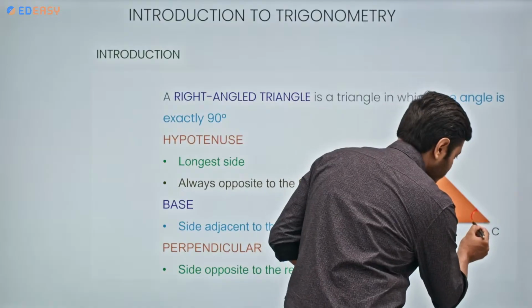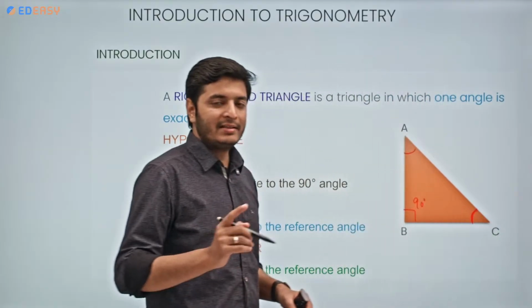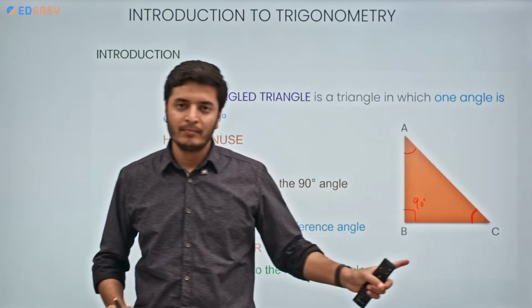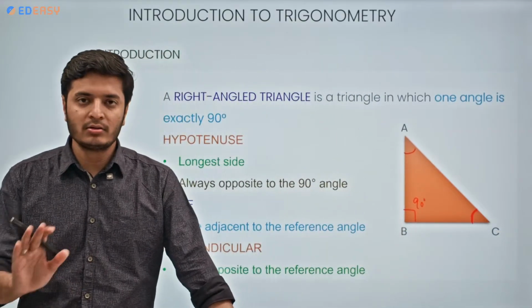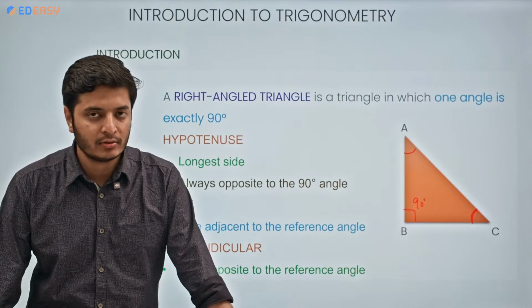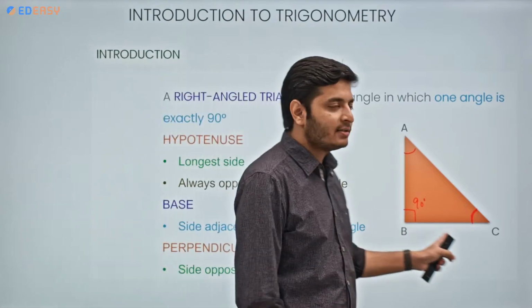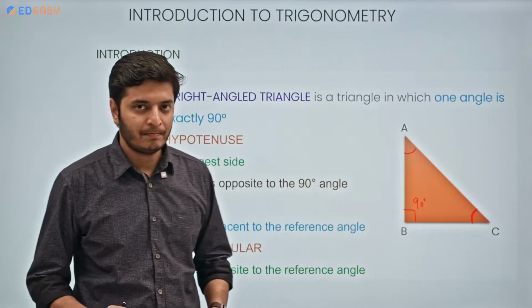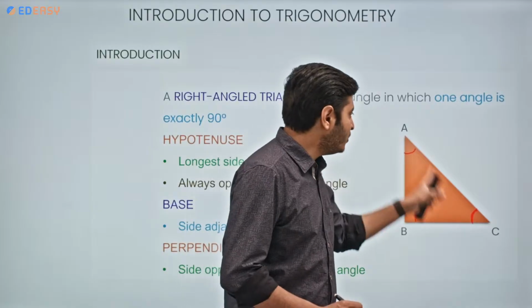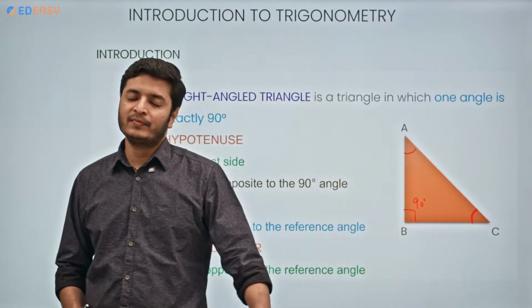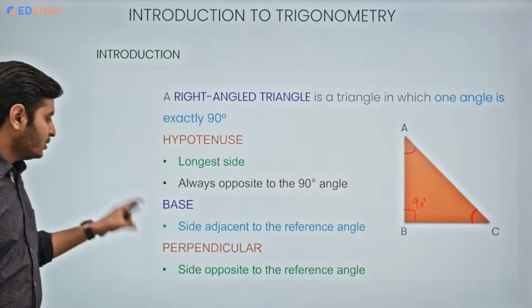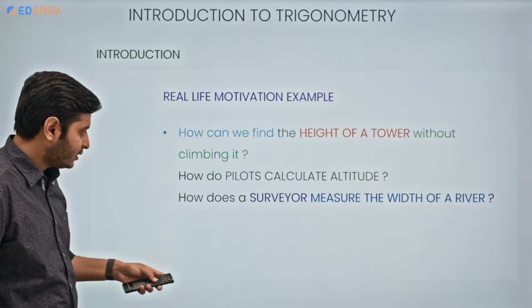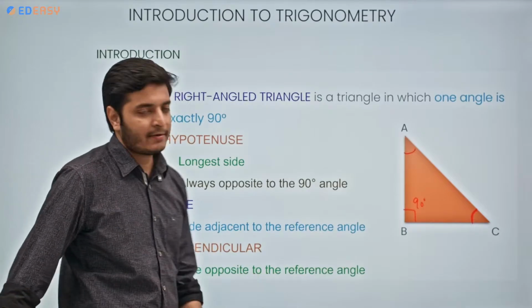Suppose I am considering angle C, then the sides adjacent to angle C are AC and BC, correct? But AC is done, because AC is the longest side, the hypotenuse. Then the only adjacent side that is left is BC. It means it is the base now. Then the side opposite to this angle C is known as perpendicular. So the third side, perpendicular, is the side opposite to the reference angle.